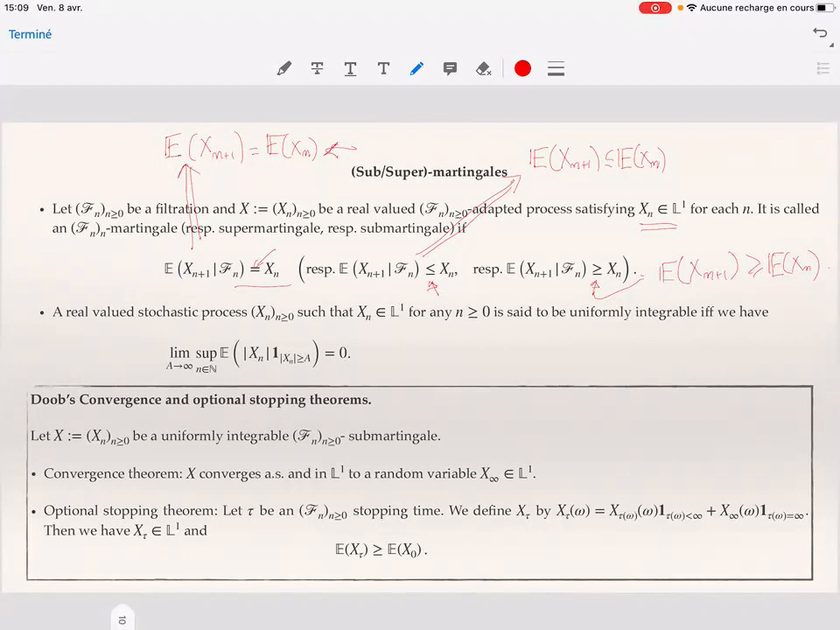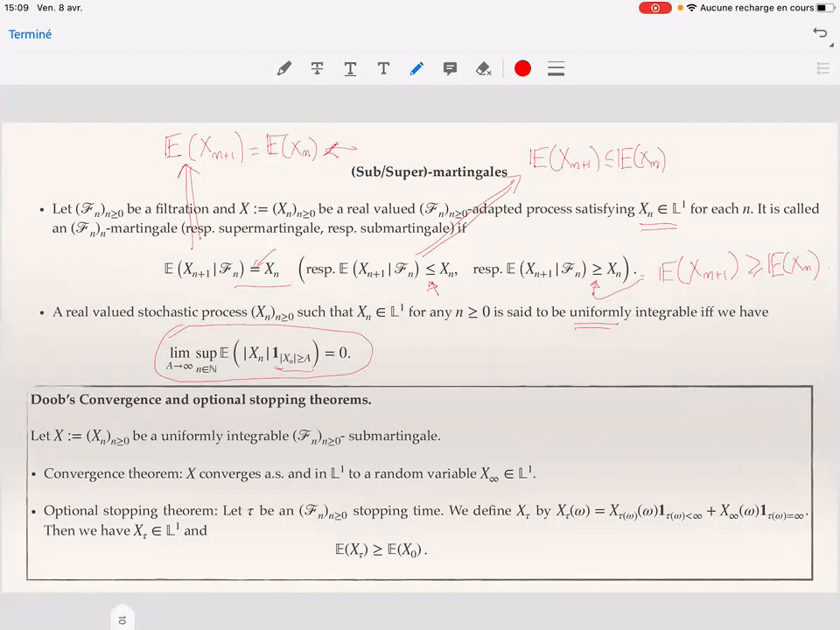There are many different theorems of convergence and the optional stopping theorem, so I give just one theorem, of which you can find many variations. The assumption that I will make is that this martingale, or submartingale, or supermartingale, is uniformly integrable. What does it mean to be uniformly integrable? It means that the limit as a goes to infinity of the supremum over n of the expectation of X_n times the indicator function of X_n bigger than a goes to zero. That is the reason it is called uniformly.